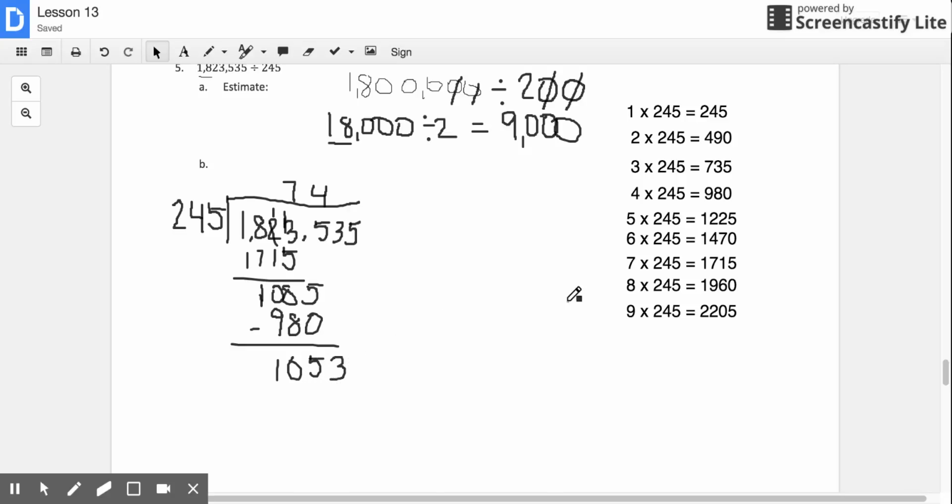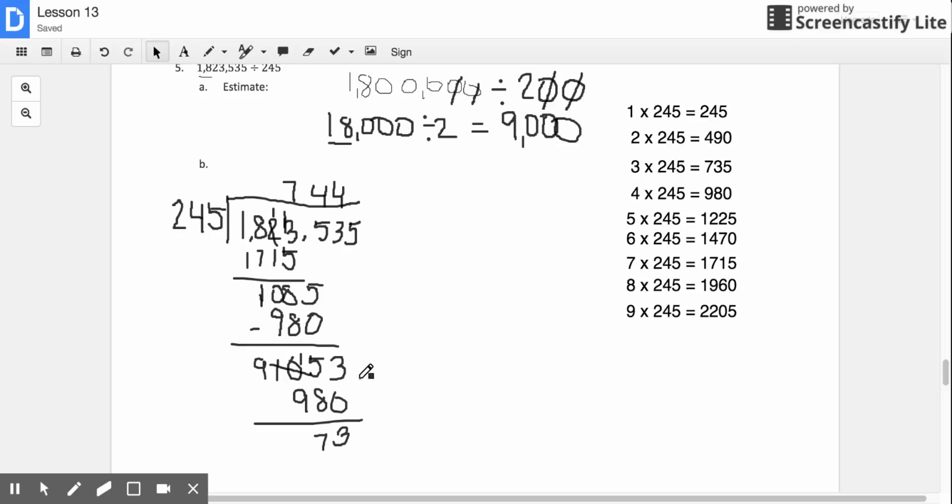And we have 1,053. So how many groups can we make with 1,053? I think it's 980 again. So that's going to go above the 3. Oh, sorry. So it's 4 groups. So we put the 4 above our 3. 4 times 245 is 980. And then we're going to subtract. 3 minus 0 is 3. 5 minus 8 can't do. So we're going to borrow from this 10. 15 minus 8 is 7. And then we have 9 minus 9 is 0, so I'm going to leave it blank.